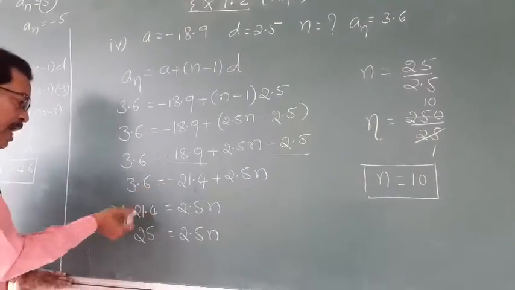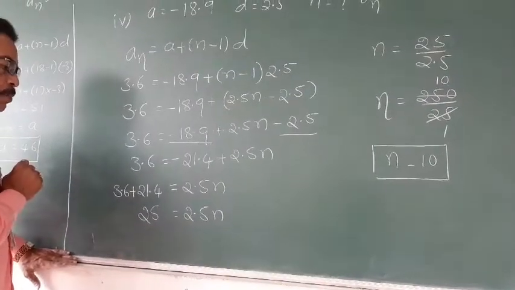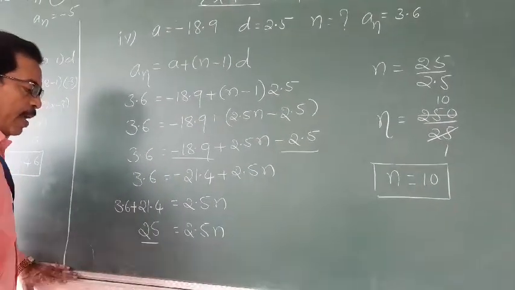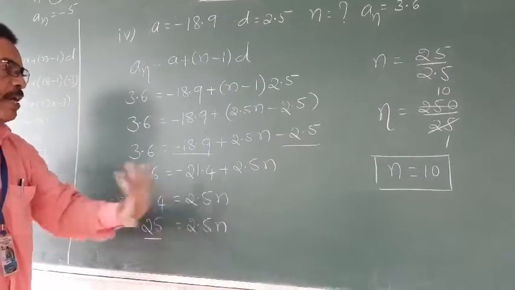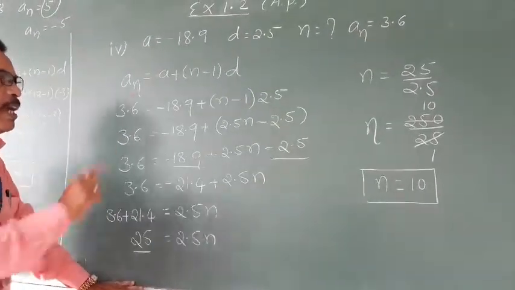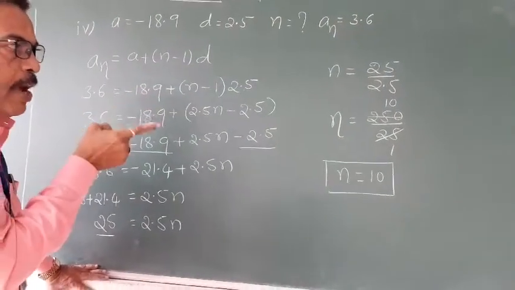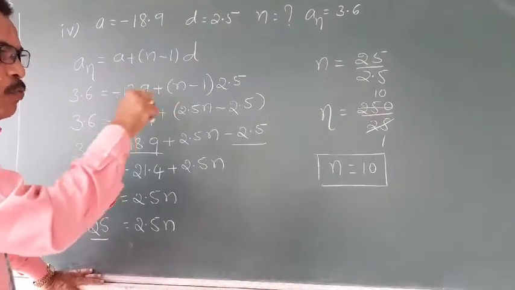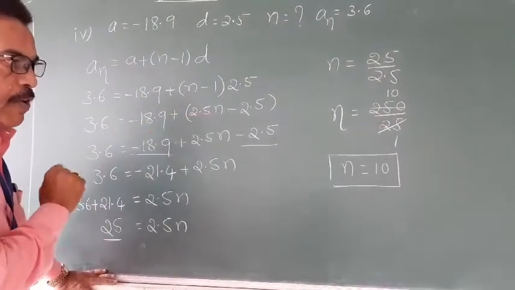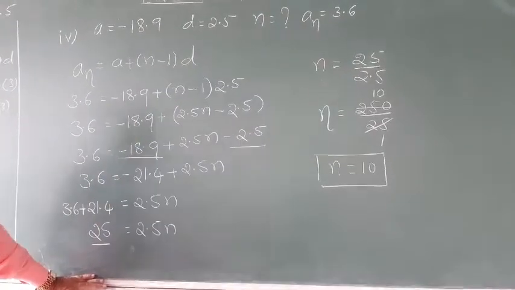21.4 is being transferred to this side. 3.6 plus 21.4, the sum becomes 25, that equals 2.5 n. We need n, so n equals 25 divided by 2.5. The decimal is removed, so the numerator becomes 250 divided by 25, that is 25 ones are 25, 25 tens are 250. n equals 10.